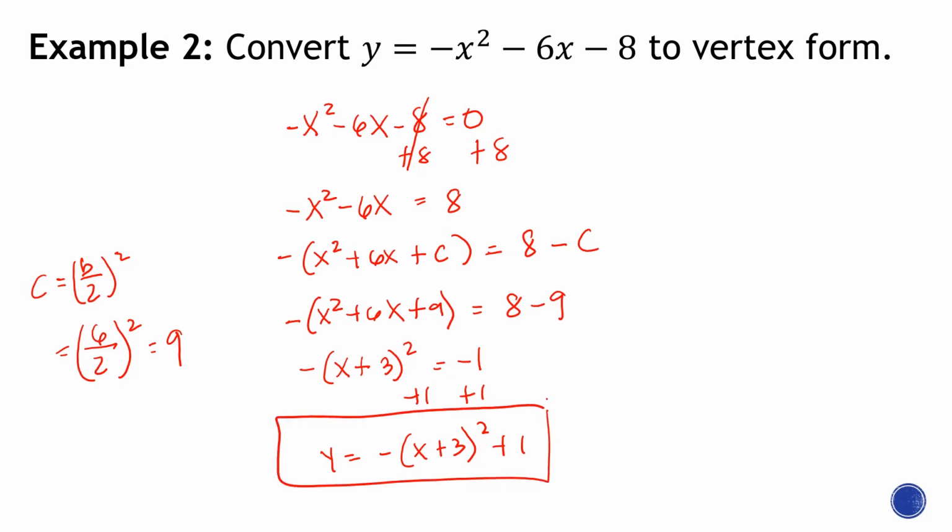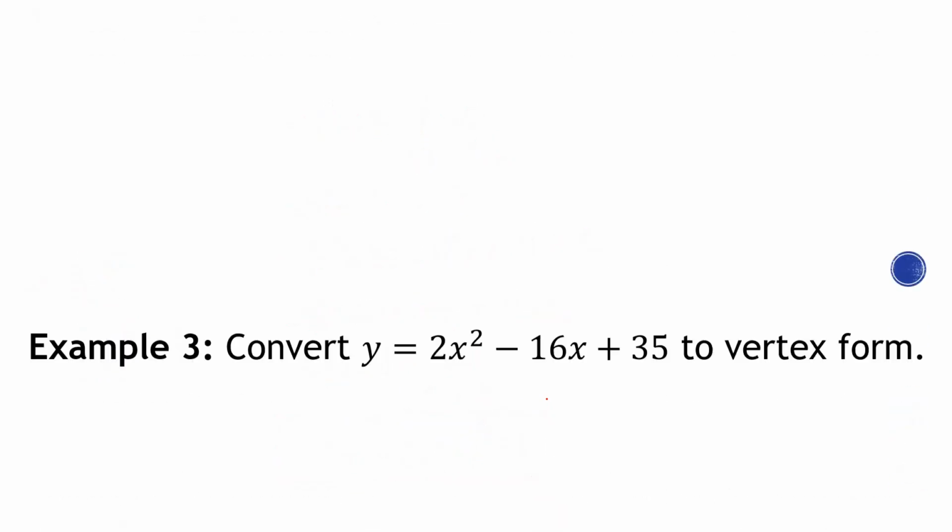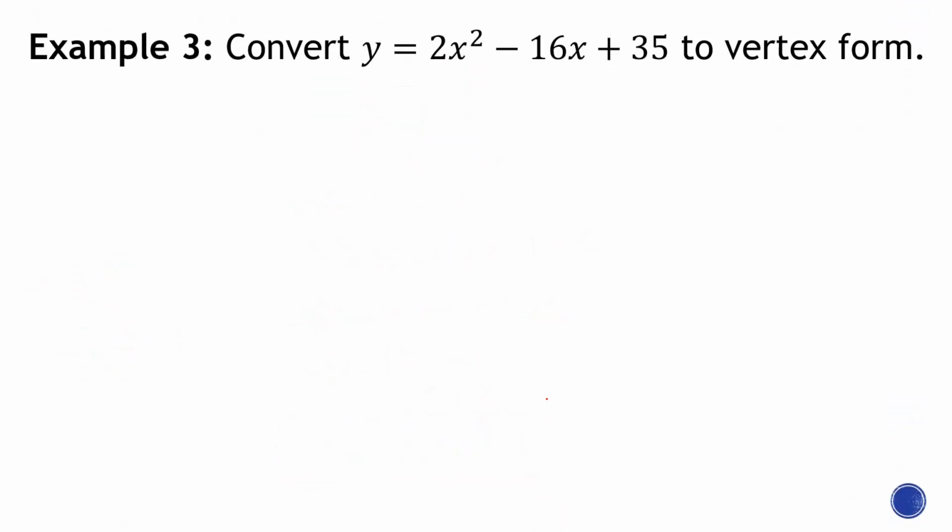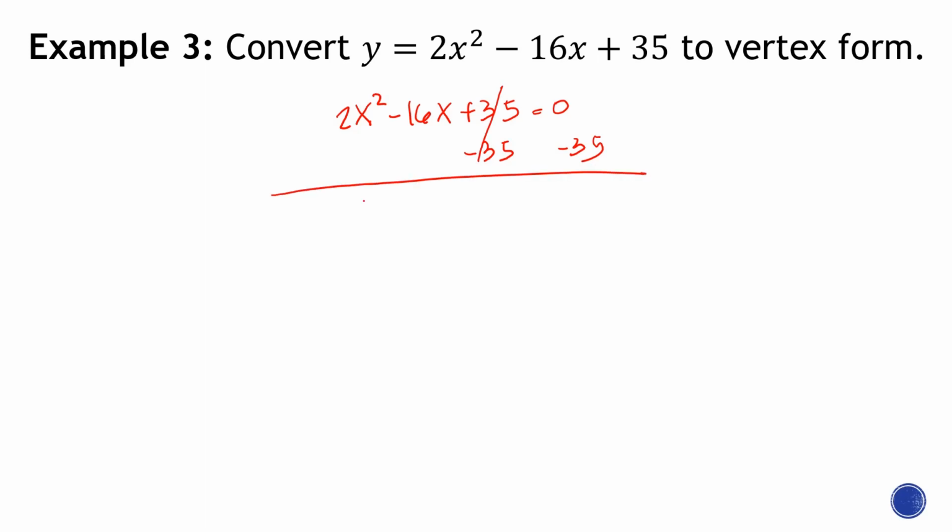Okay, let's go to the third example. Here we have 2x squared minus 16x plus 35 is equal to 0. And then I'm going to subtract 35 on both sides. So this will be equal to 2x squared minus 16x equals negative 35. I'm going to factor this out.